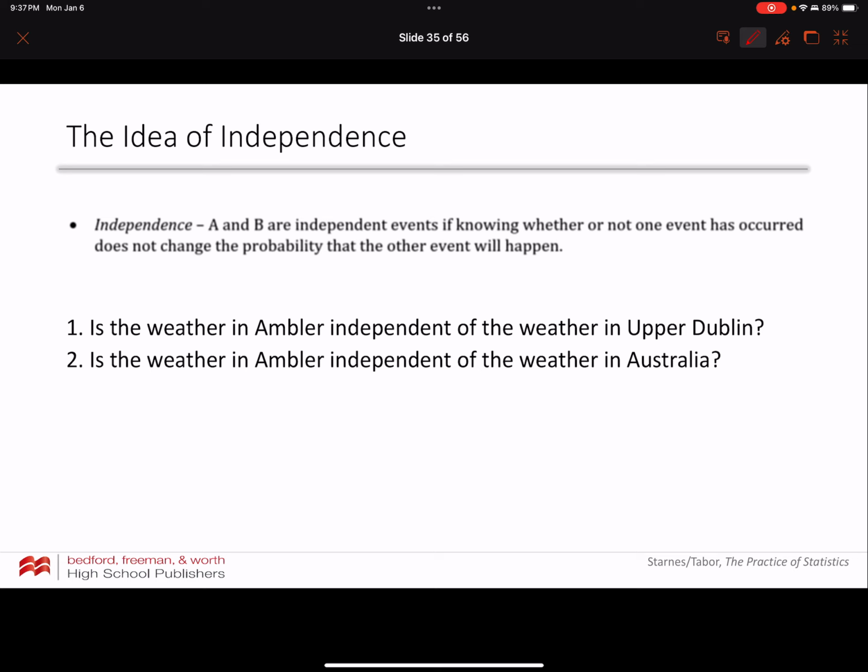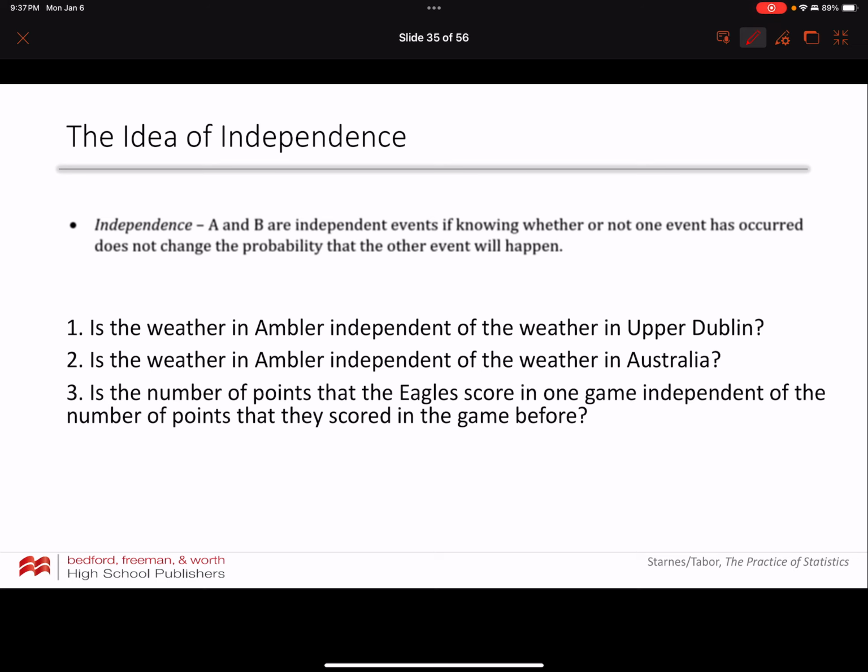I'm kind of unsure. Is the number of points that the Eagles score in one game independent of the number of points that they scored the game before? So we're talking about number of points. We're not talking about whether they win or lose. So again, I would probably want to say that they are independent, but anyone who knows about sports and injuries and things like that, just like mentalities, you're on a high, you're on a low, they're probably not totally independent. I don't know for sure that they are, right?